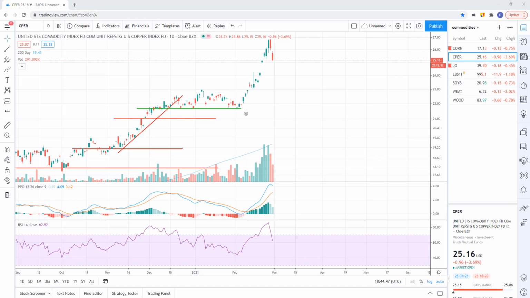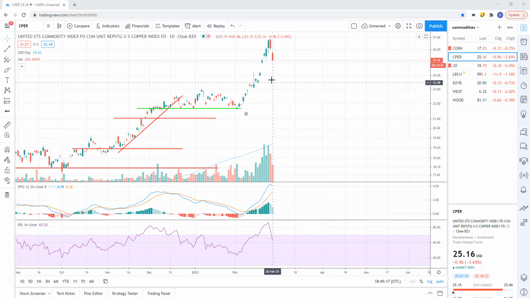Copper's starting to break on the commodities. So I am seeing a little bit of an unwinding of this inflation trade that's been going on, where everybody's been buying commodities and inflation hedges. Copper is an obvious inflation trade, and if we're going to have economic growth and economic inflation, copper should continue higher.